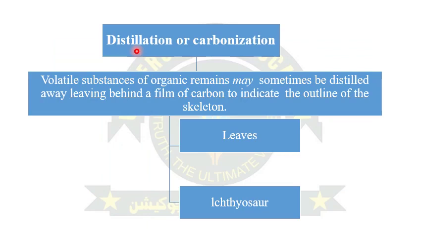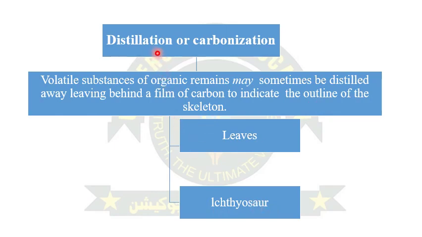The third process for petrification is distillation or carbonization. In this, volatile substances of organic remains may sometimes be distilled away, leaving behind a film of carbon to indicate the outline of the skeleton. This can happen in the case of leaves and in the case of ichthyosaur.